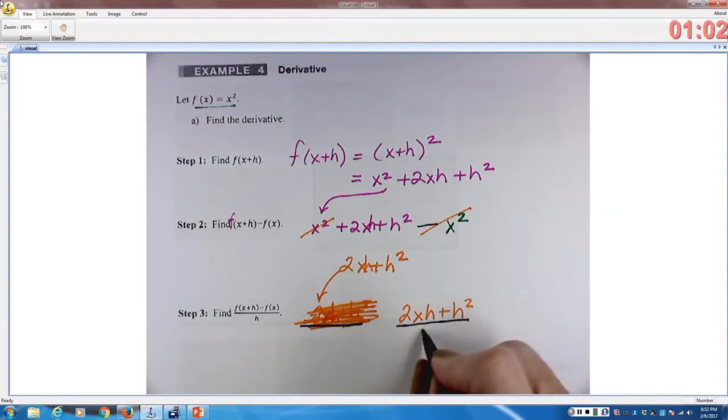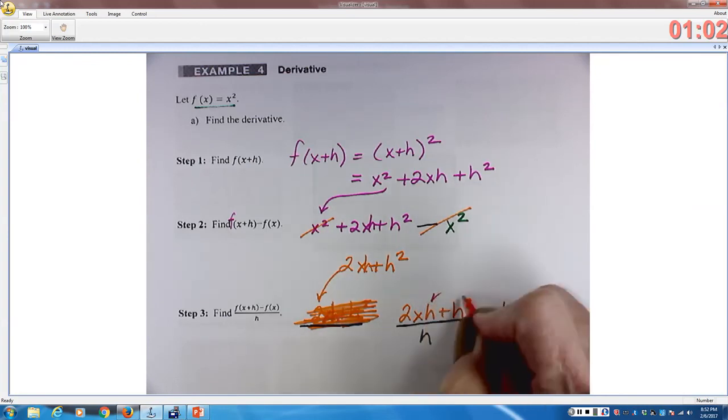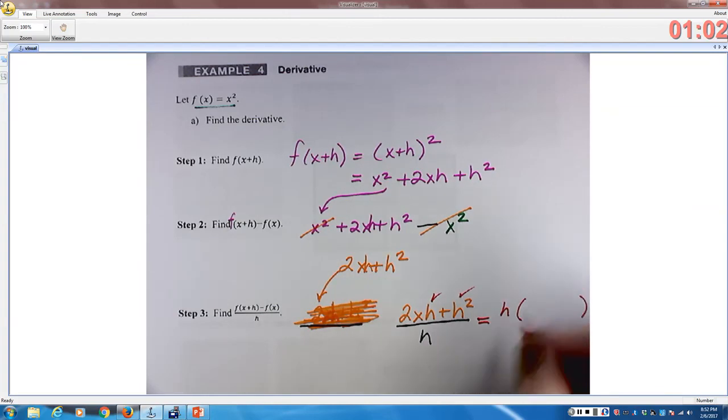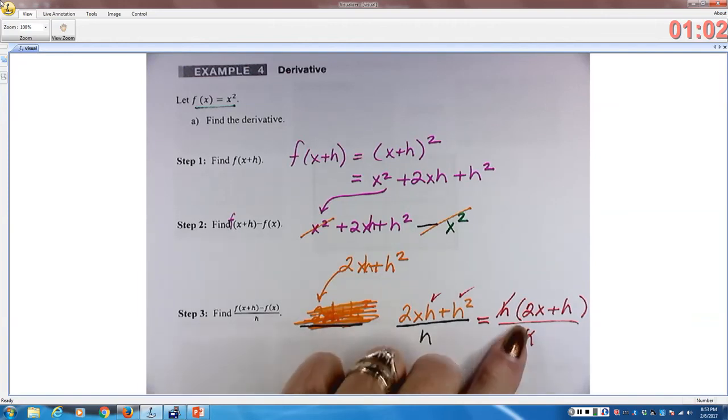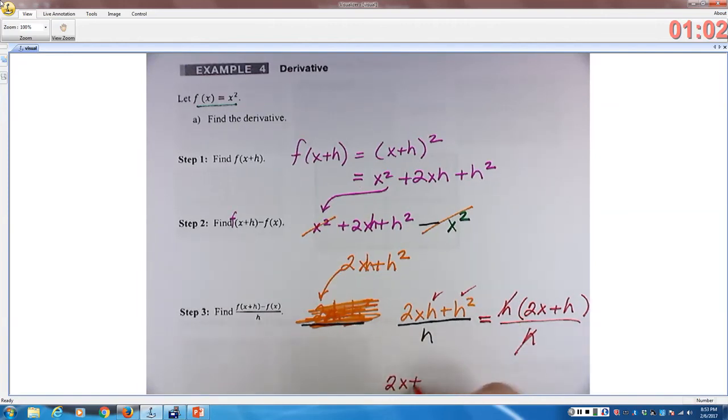So now I'm going to divide it by h. But that presents me with a little bit of a problem because I can simplify it. So I'm going to factor out the h, which leaves me with 2x plus 1h still, divided by h, and my h's are going to cancel. So now that I've got just 2x plus h left, I want to take the limit as h approaches 0, which means basically that's going to disappear. And the limit then is 2x.